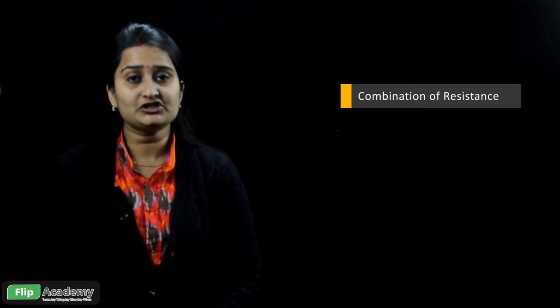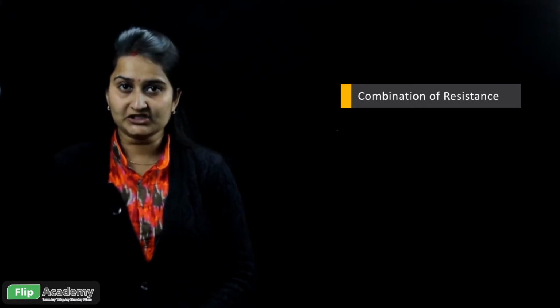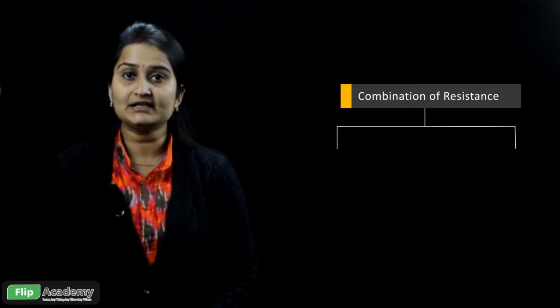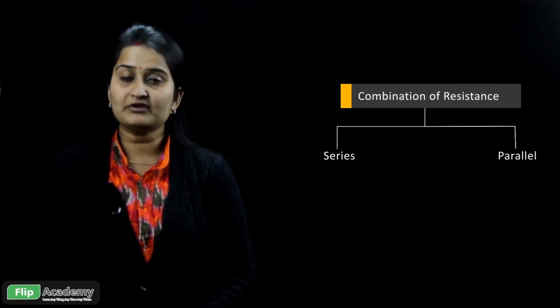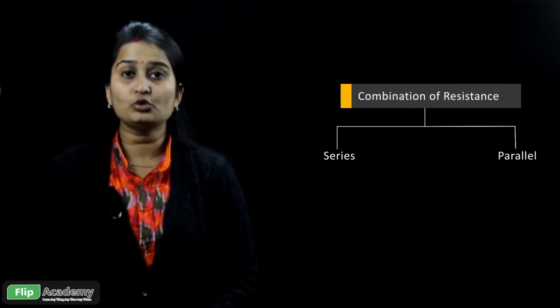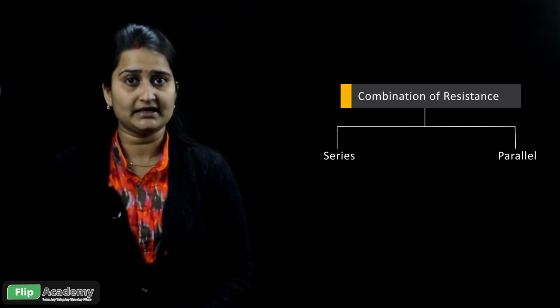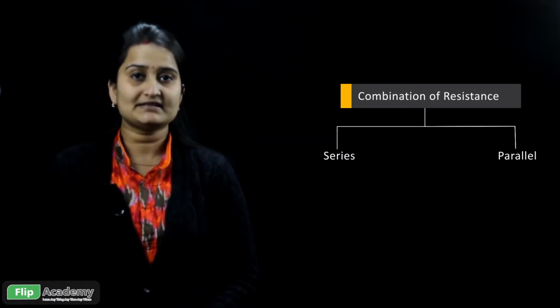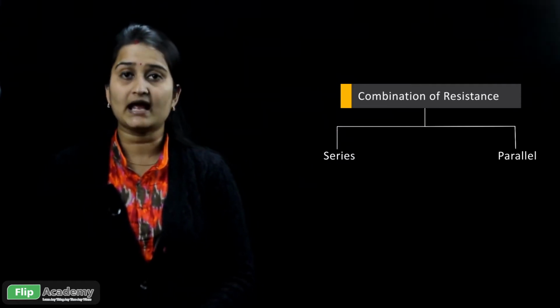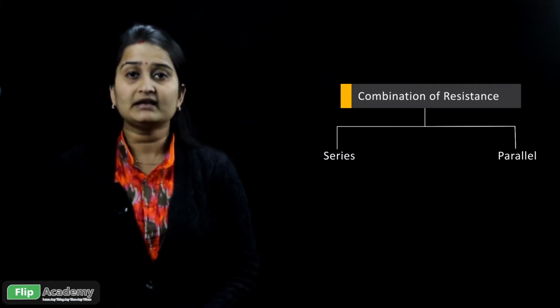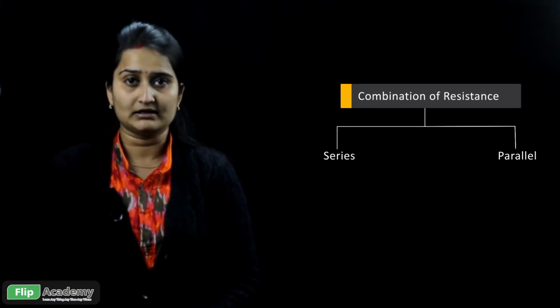Now, in this topic, we will see how resistances are connected. That is the combination of resistances. Connection of resistances is basically of two types, series and parallel. If we want the total resistance to increase, then we have to connect the resistances in series. If we need to decrease the total resistance, then we need to connect them in parallel.